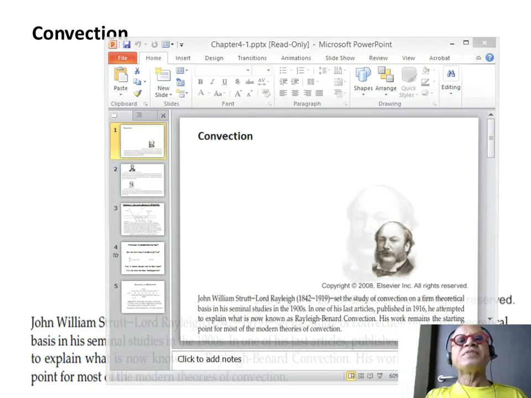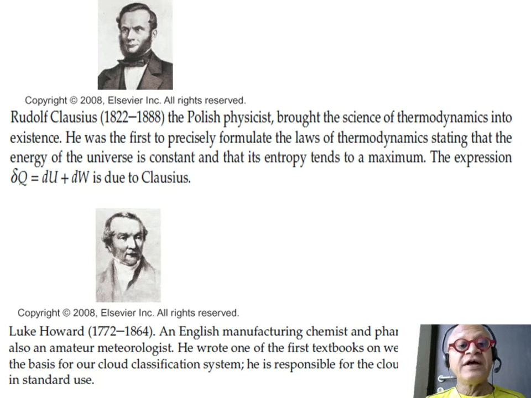Some of the important characters in this business: John William Strutt, who became Lord Rayleigh, was the first to study convection and establish the theoretical basis with his amazing papers in the early 1900s. Rayleigh-Benard convection is something you may have heard of. And there is Clausius. We talked about the Clausius-Clapeyron equation, the nonlinear relation between vapor pressure and temperature, exponential in T. He was the one who brought thermodynamics to be applied to these problems.